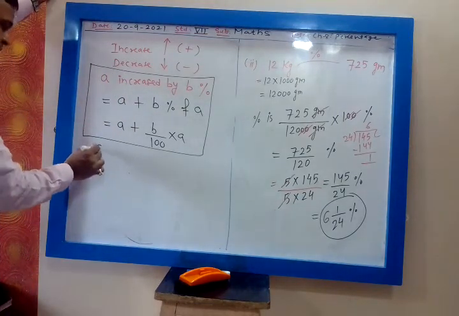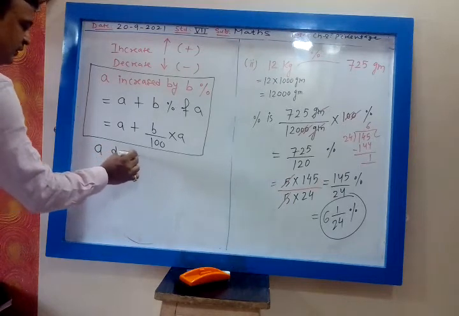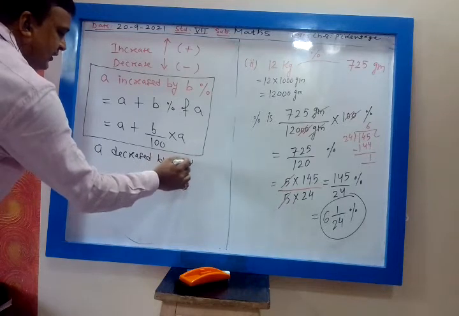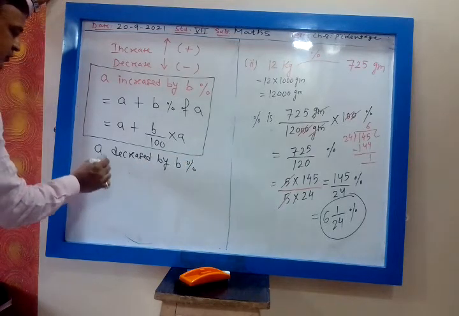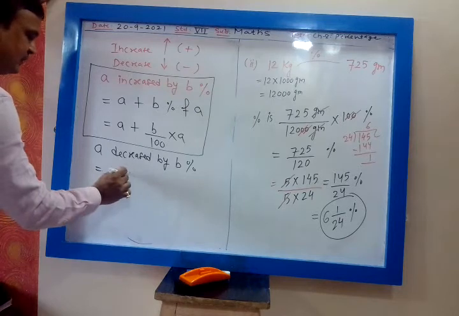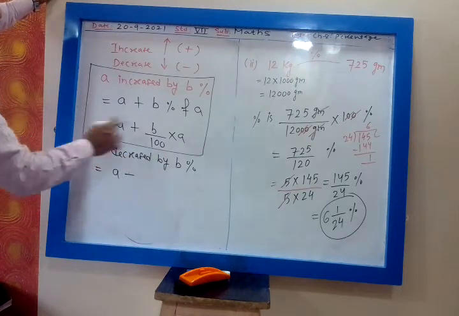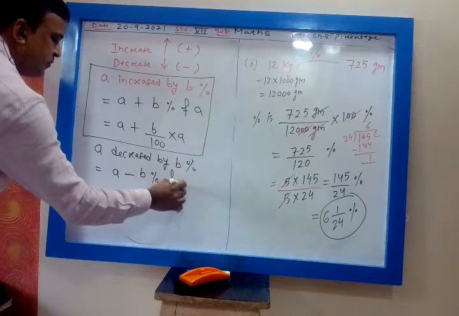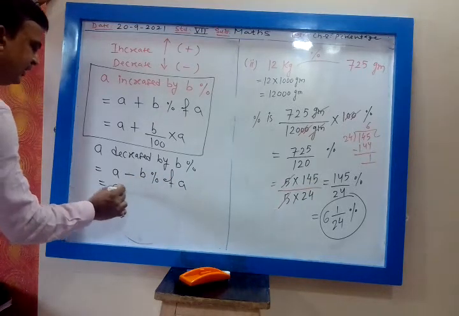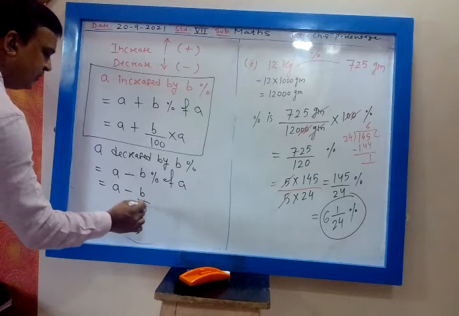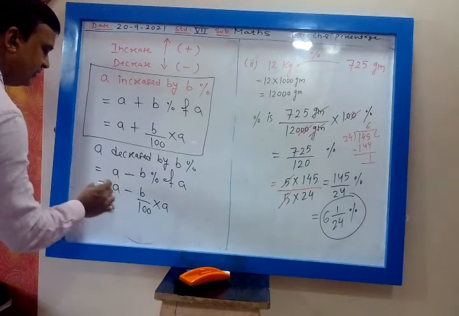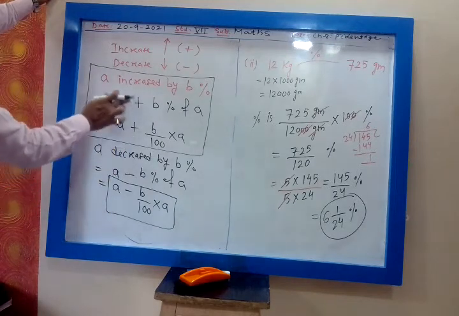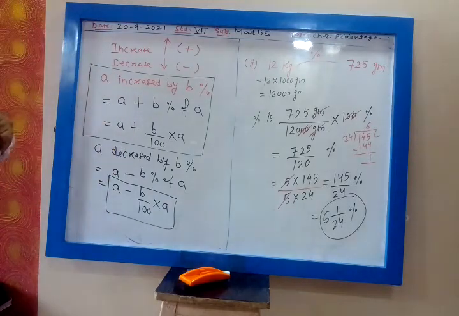Similarly, you tell me A decreased by B%. Decrease A, so we write A, decrease means minus, B% of which number? B% of A. So that will be A minus B upon 100 multiplied with A. If it is decrease, it is minus; if it is increase, it is plus. Okay?